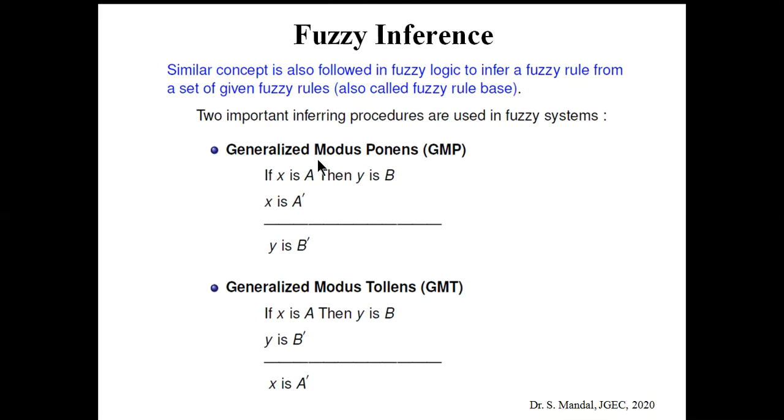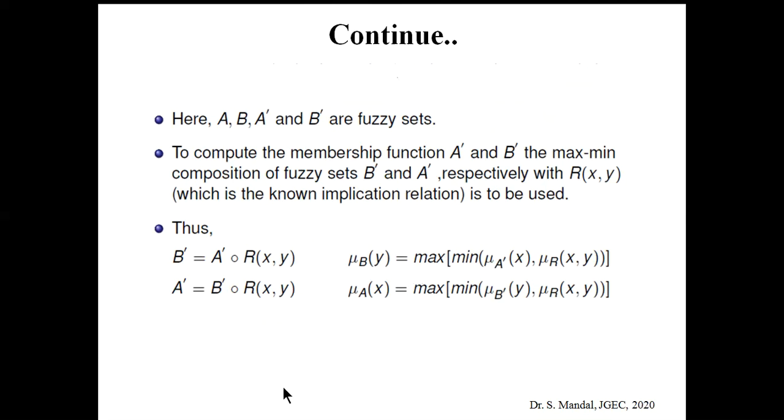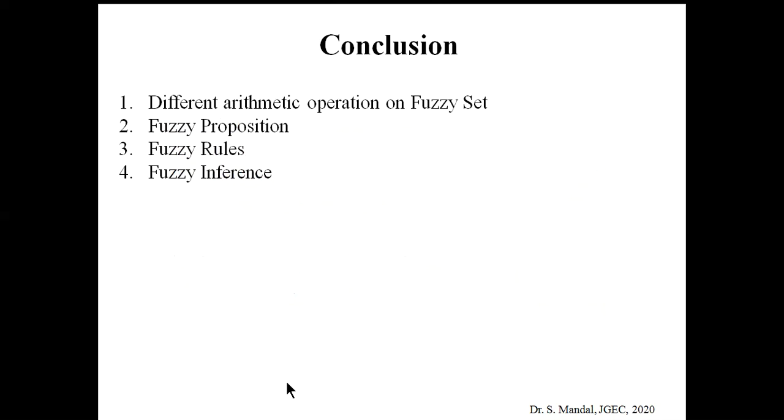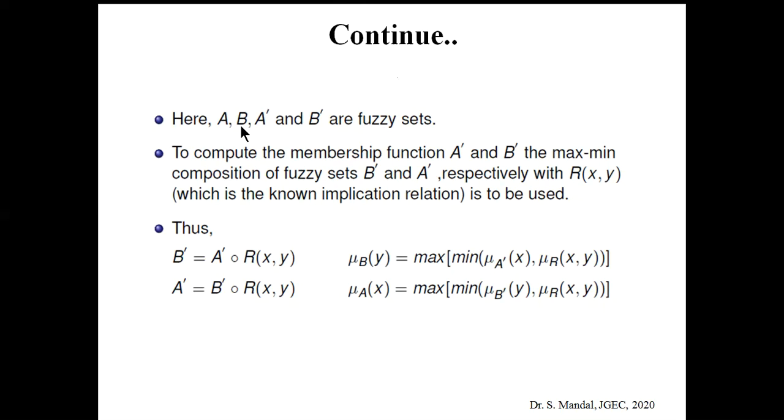There are two types of fuzzy inference system: generalized modus ponens (GMP) and GMT. So here it is given, if x is A, then y is B. Then when x is A dash, obviously y is B dash. Similarly, if x is A, then y is B has been given. Then if y is B dash, then obviously x is A dash. Okay. So another thing, here A, B, A dash and B dash are the fuzzy sets.